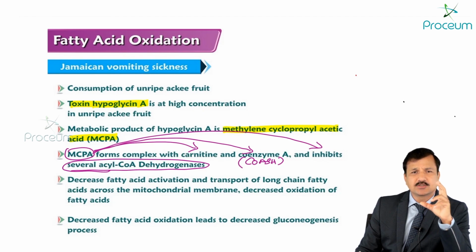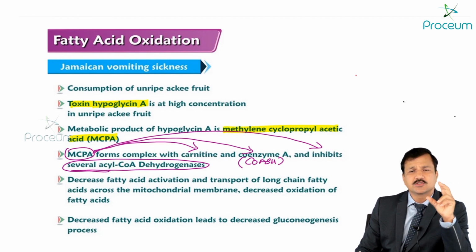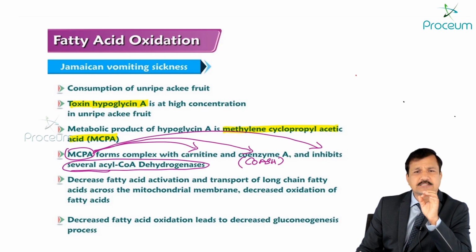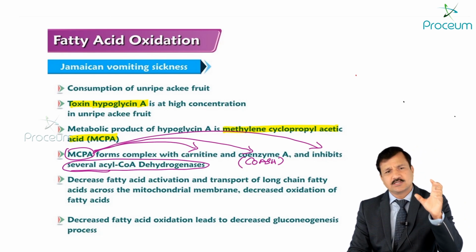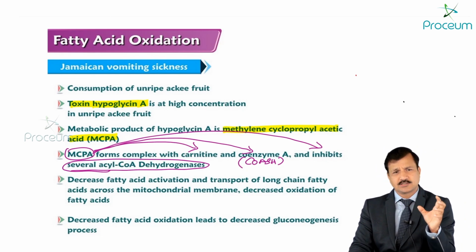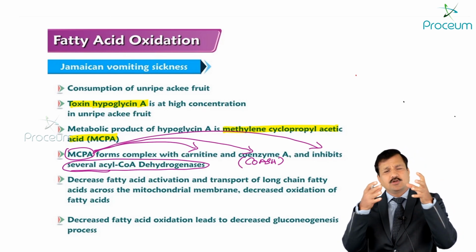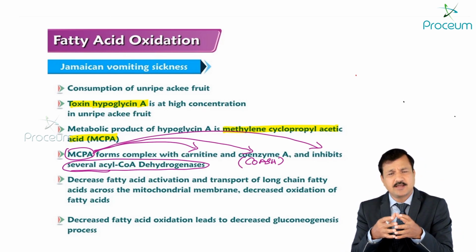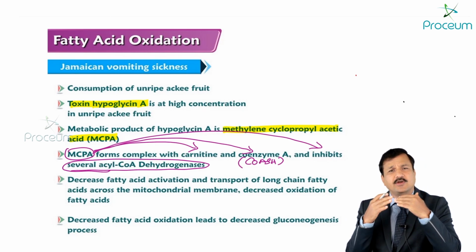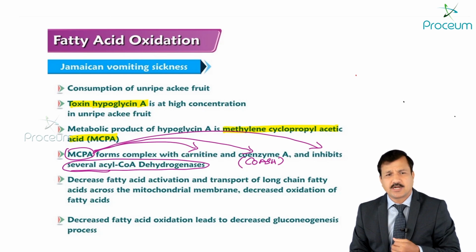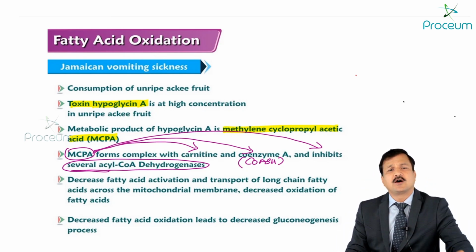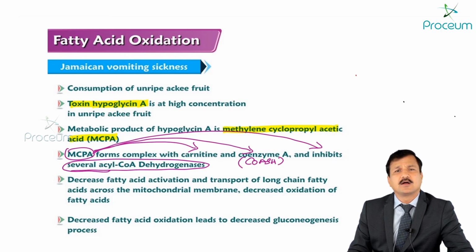MCPA is going to make a complex with carnitine. It's going to make a complex with coenzyme A, decreasing their availability, and also it is going to bind with several acyl-CoA dehydrogenases. It can be short chain, medium chain, or long chain acyl-CoA dehydrogenase. It is going to make a complex, meaning inhibit those enzymes, and these acyl-CoA dehydrogenases catalyze the very first reaction in the beta-oxidation spiral. So thereby beta-oxidation of fatty acids is totally decreased.